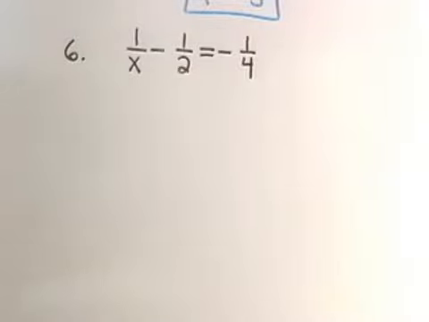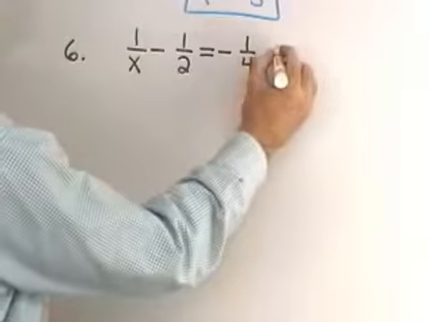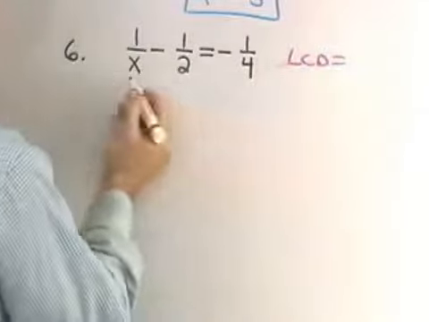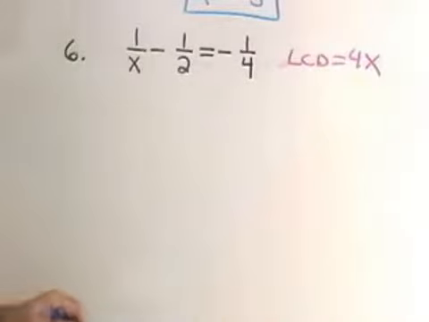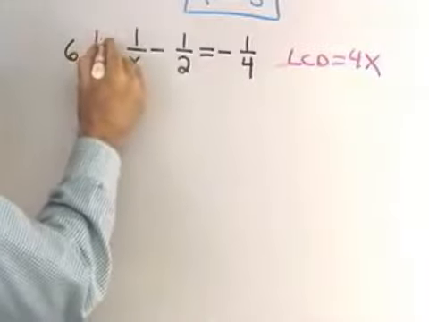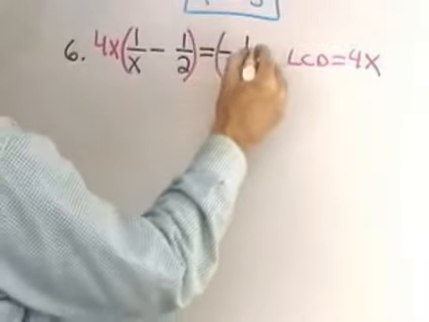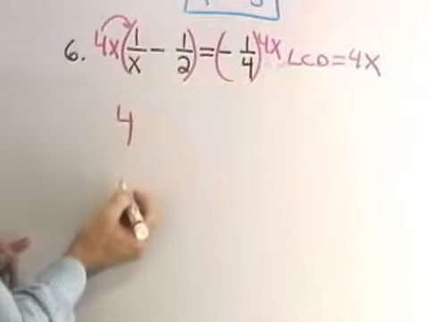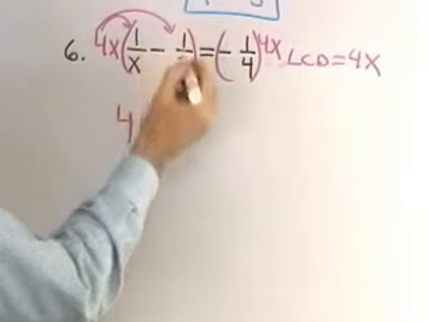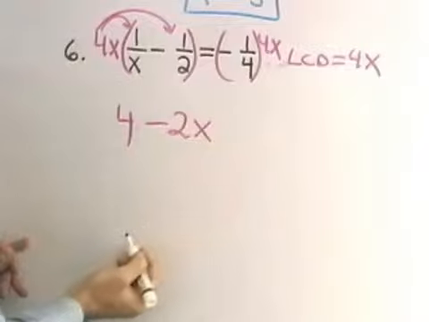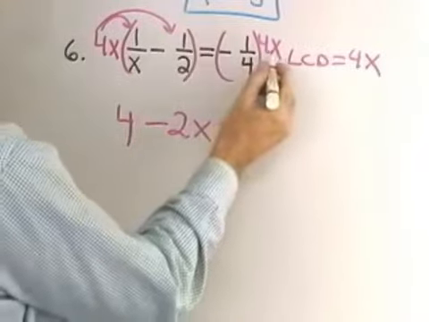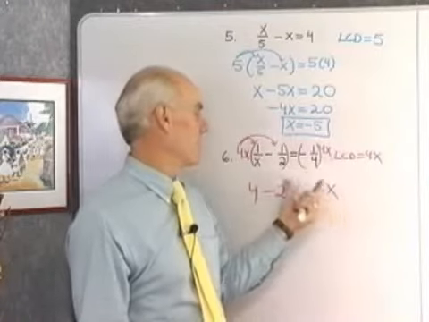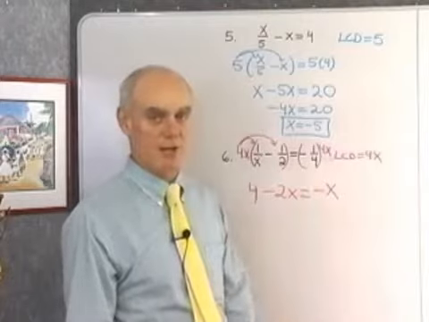1 over x minus 1/2 is equal to negative 1/4. Least common denominator is 4x. So I'm going to multiply the left side by 4x, and then I'm going to multiply the right side by 4x. 4x times 1 over x will be equal to 4. The x's divide out. 4x times 1/2 will be 2x. The 2's divide out. And then negative 1/4 times 4x will be equal to negative x. So I get 4 minus 2x is equal to negative x when I multiply both sides of this equation by the least common denominator 4x.